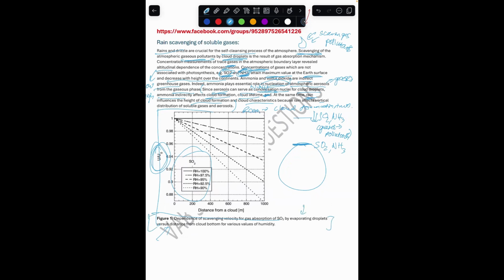So figure 1, dependence of scavenging velocity for gas absorption of SO2, because sulfur dioxide, by evaporating droplets versus distance from cloud bottom for various values of humidity. Okay, so this is distance from the cloud bottom. So this is 200 meters from the cloud bottom, 400 meters, 600 meters, and so on. And that means that scavenging velocity is this thing here. It's scavenging velocity versus distance from the cloud bottom in meters. And the various values of humidity are these: 100%, 97.5, 95%, 92.5, 90%. Each of them is represented by a different type of line. So 100% humidity is a solid line, whereas the very dotted line is 90% humidity. Okay?